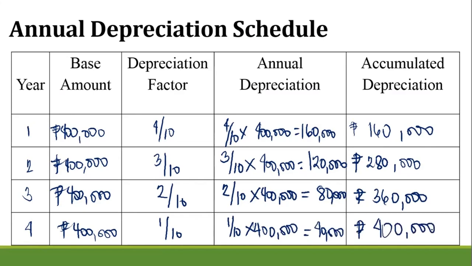400,000 pesos. So, is the base amount correct from the accumulated depreciation after 4 years? Yes, so 400,000 pesos. So, that is about the sum of years digit method. Okay, so that is the depreciation wherein it is based on the assumption that the particular depreciable asset is normally more productive when it is just new. So, from 450, it became 400,000 after 4 years.